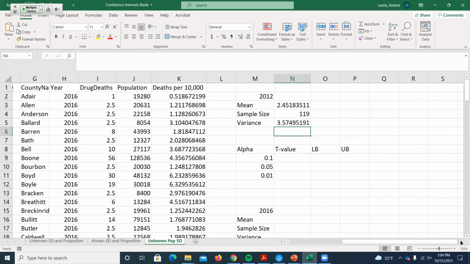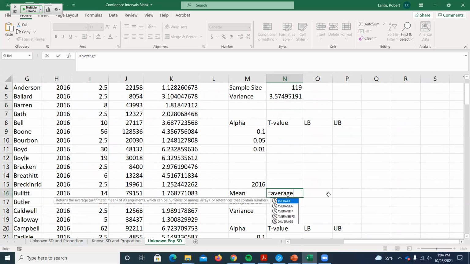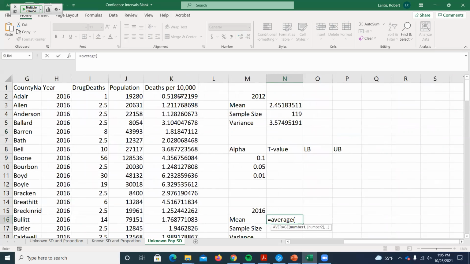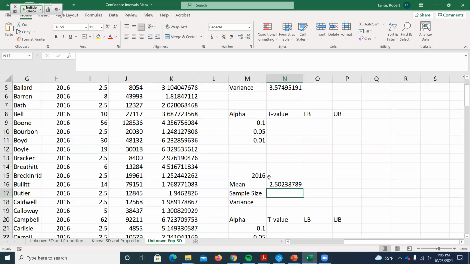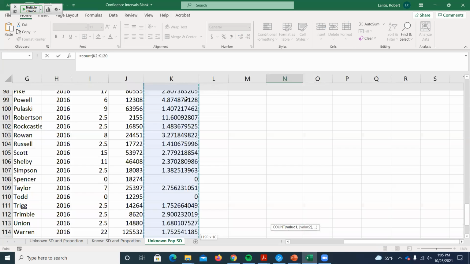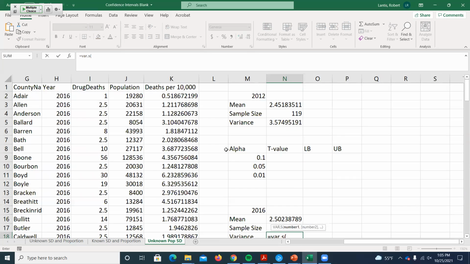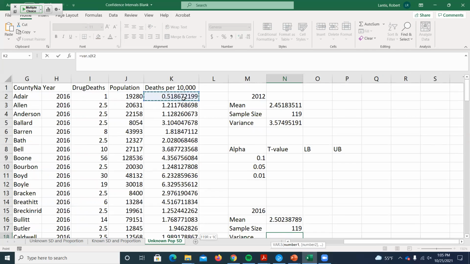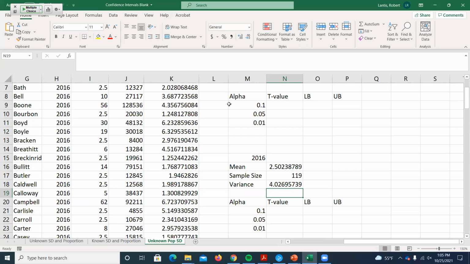So now I'm going to do the same thing, but for 2016 real quick. I'm going to find drug deaths per 10,000 in 2016. I can do my sample size using the count function, and I can find the variance using that var.s function. Remember, control shift, or command shift on a Mac, is how I'm doing that relatively quickly. Okay, so I've got 2012 and 2016.